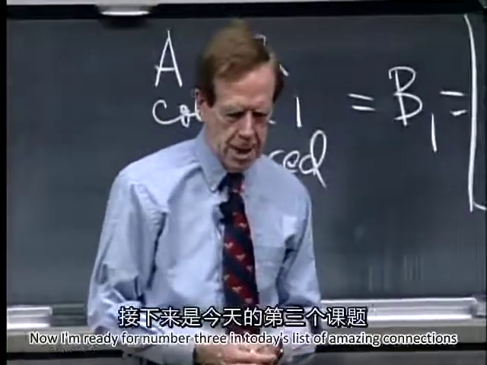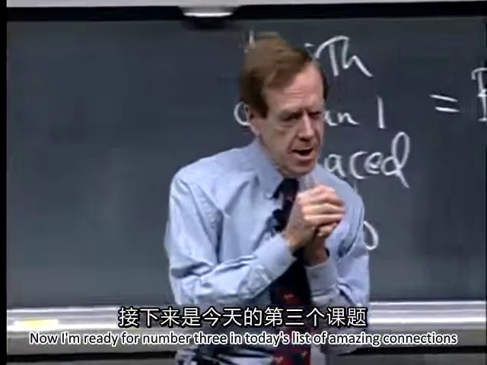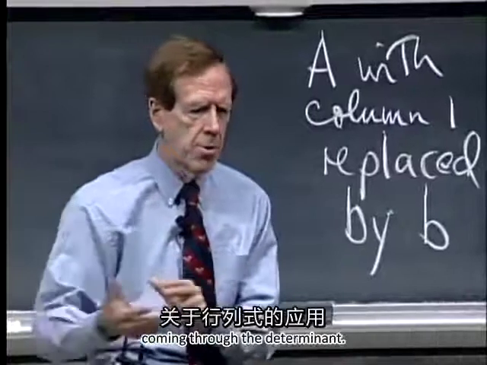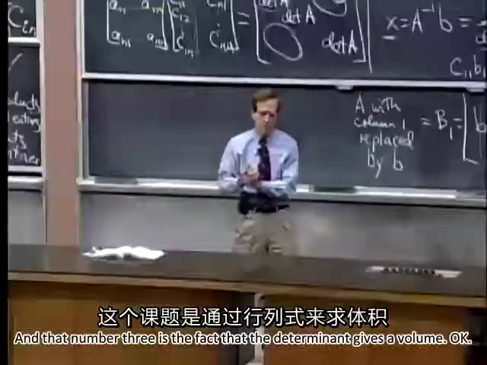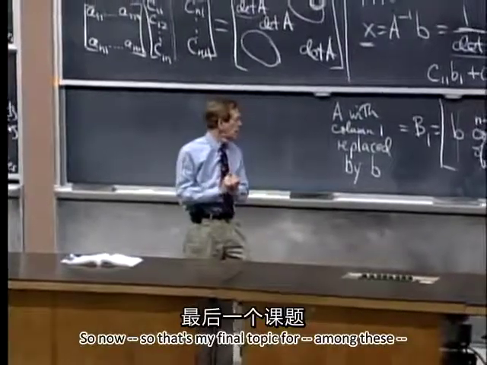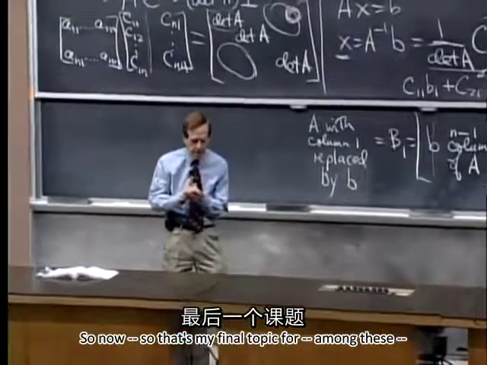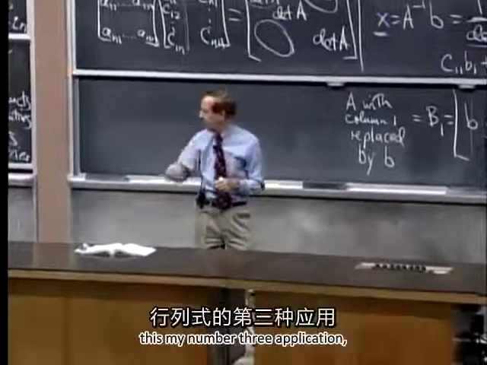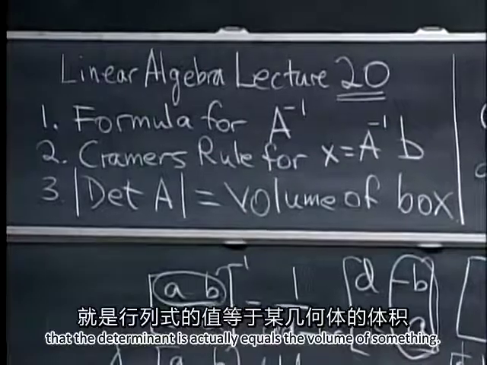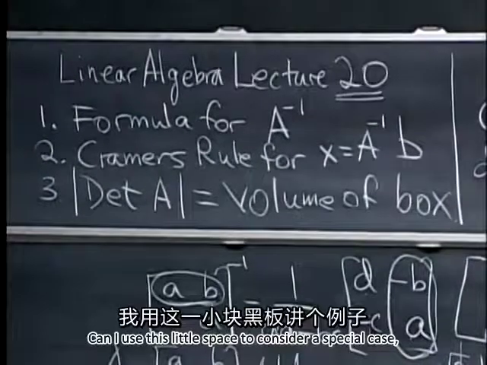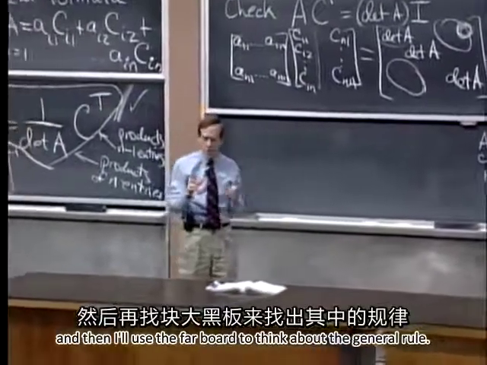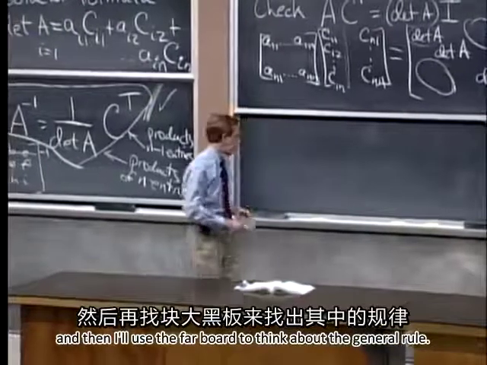Okay. Now I'm ready for number 3 in today's list of amazing connections coming through the determinant. And that number 3 is the fact that the determinant gives a volume. Okay. So that's my final topic among these. This is my number 3 application, that the determinant actually equals the volume of something. Can I use this little space to consider a special case? And then I'll use the far board to think about the general rule. So what am I going to prove?